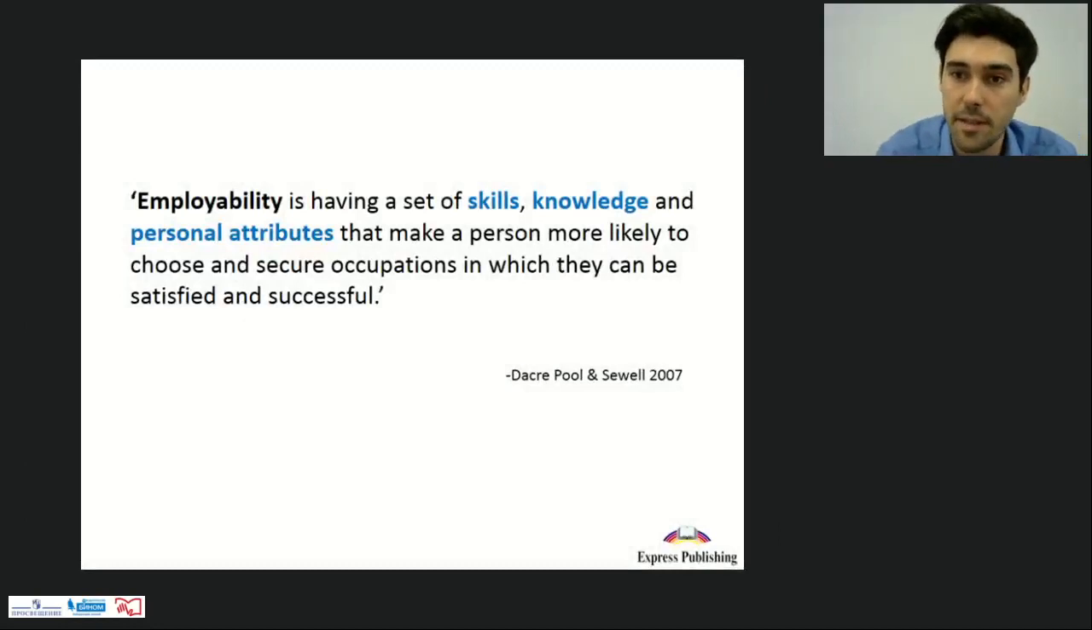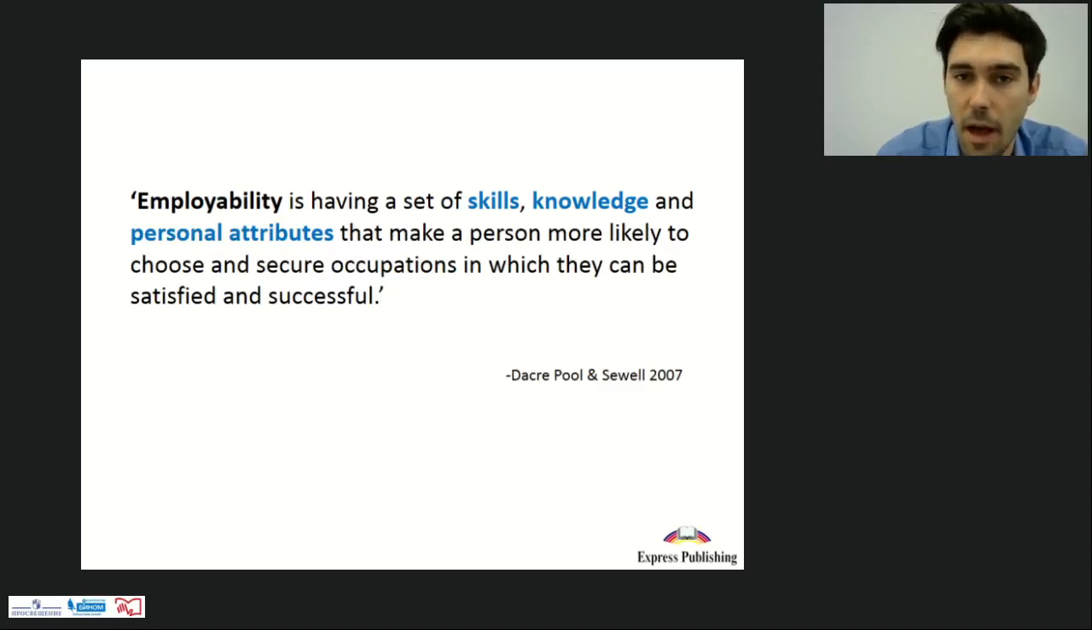They say that employability is having a set of skills, knowledge, and personal attributes that make a person more likely to choose and secure occupations in which they can be satisfied and successful. So, quite simply, employability means how well prepared a person is to first obtain a job and then also be successful in that job. And this is something that we as teachers can take into account with our ESP learners.